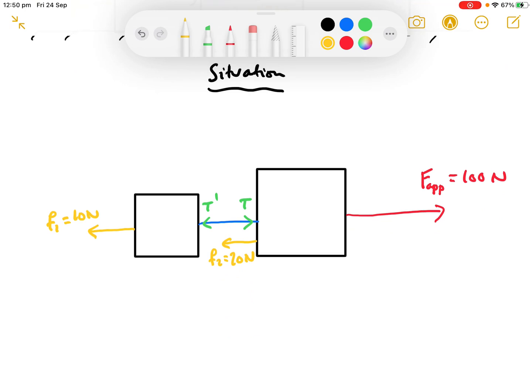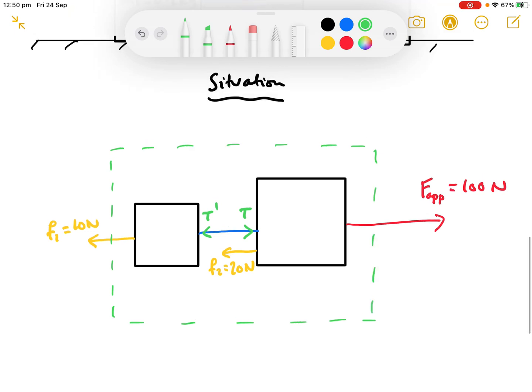Now, an important bit of analysis here. You should always, when you're sketching this, and I do recommend you sketch this diagram, draw a dotted line around the whole block system, because that dotted line encompasses what we call the system. In physics, a system just means a collection of bodies which are linked together in some way. So you could break up a system into individual parts.